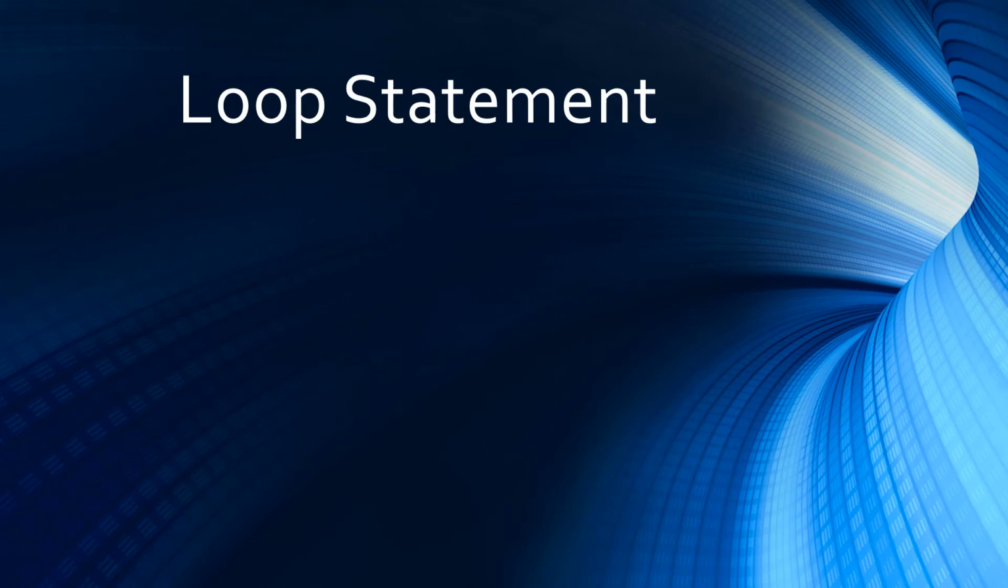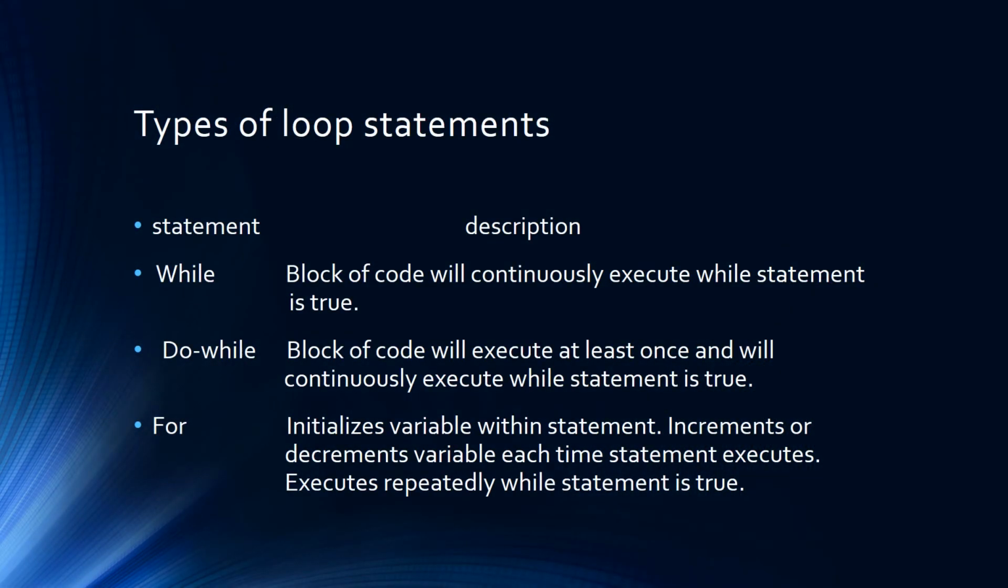Okay, loop statements. There are three major types of loop statements: the while, the do while, and the for. The while loop is a block of code that will continuously execute while a statement is true. The do while is very similar, however, the difference is it's always going to execute at least once, whether it meets the requirements or not. It'll execute once, and then do the same as the while after that.